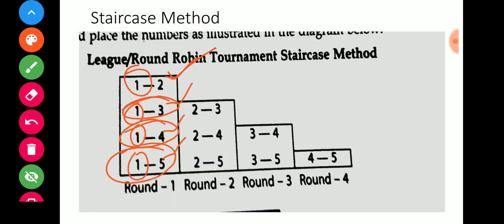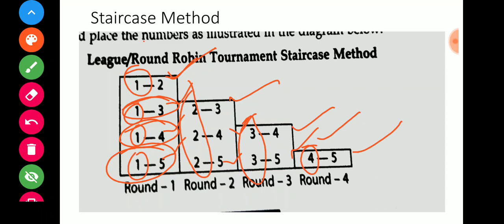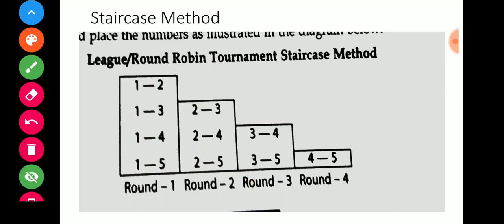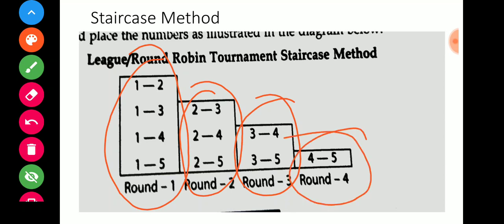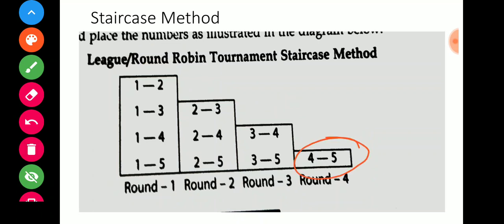Now 2, 3, 4, 5. Now 2 will be fixed here. And then 3, 4, 5 we will write. Then 3 will be fixed here, and 4 and 5 would be written. And then 4 would be fixed here, and the 5 would be written. So in such a way, what we see is that in first round 1 will play with everyone, then 2 will play with everyone, then 3 will play with everyone, then 4 will play with everyone. Here how? The 4 is playing with 5, 4 is playing with 3, 4 is playing with 2, and 4 is playing with 1. So 1, 2, 3, 4 matches he has played.